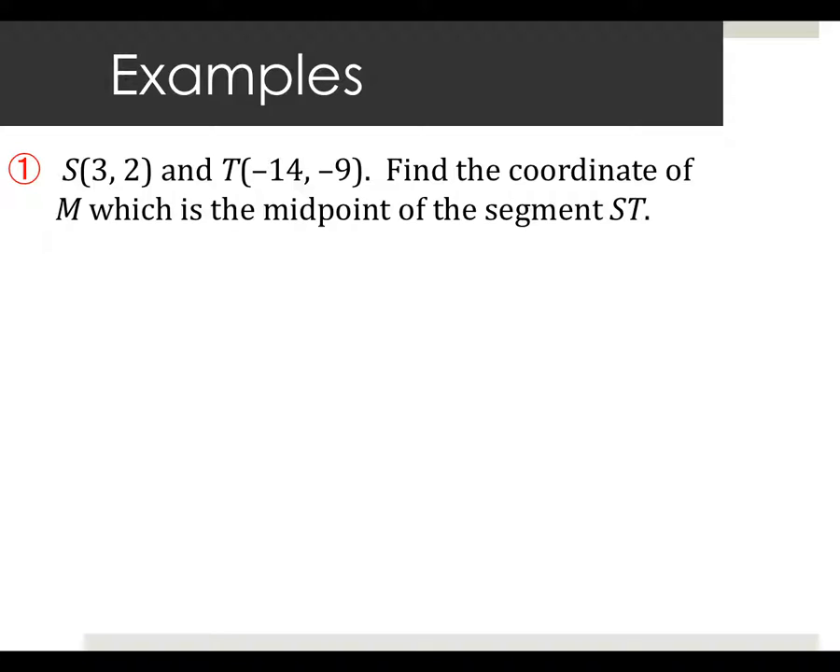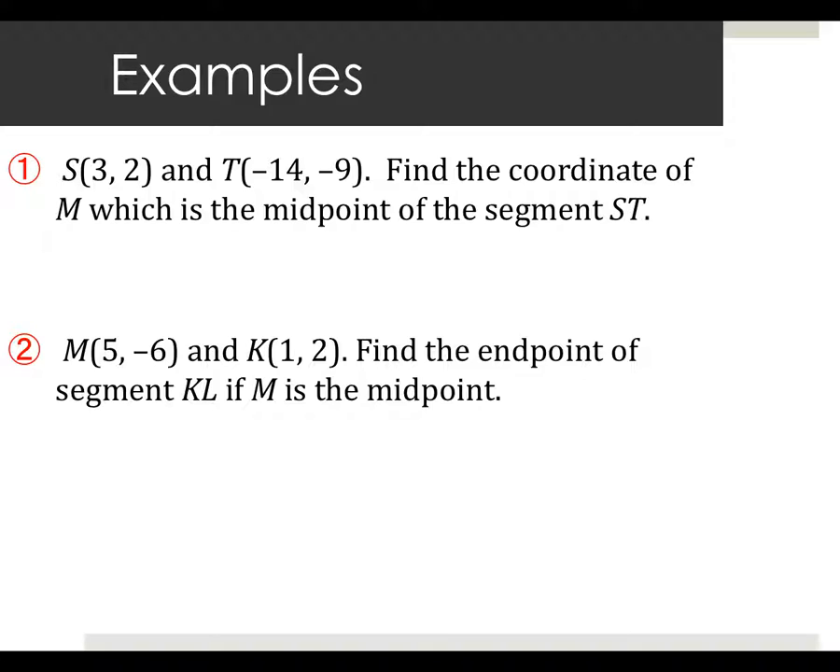Does anybody have negative 5.5 comma negative 3.5? Raise your hand if you do. Or if you prefer negative 11 halves or negative 7 halves. We seem to be in agreement there. We'll go with that. 3 plus negative 14 is negative 11, divided by 2 is negative 11 halves, or you could convert that to a decimal because it's a nice pretty decimal of negative 5.5. 2 plus negative 9 is negative 7, divided by 2 is negative 7 halves, or again, if you prefer, negative 3.5. This one gets a little bit weirder.